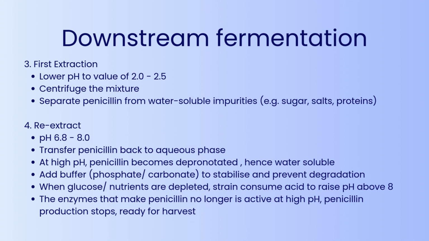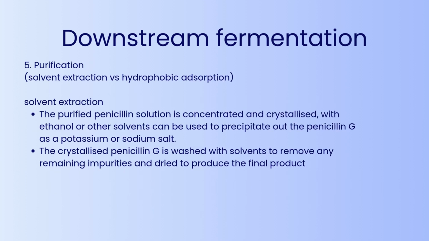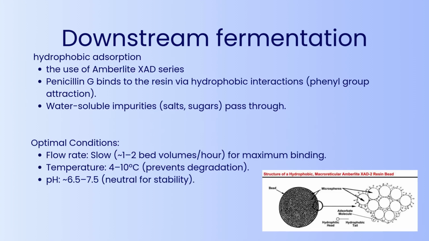During secondary fermentation, the strain consumes nutrients, releasing acids that keep pH at 6 to 7. Once glucose is depleted, acids are metabolized, raising pH above 8. At this point, penicillin production stops because key enzymes deactivate. Now we re-extract penicillin for further harvesting. The purified solution is concentrated and ethanol is added to precipitate penicillin as sodium or potassium salt crystals. These are vacuum filtered, washed, and dried to produce the final powder.